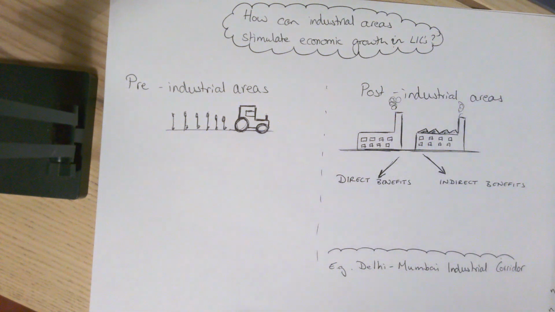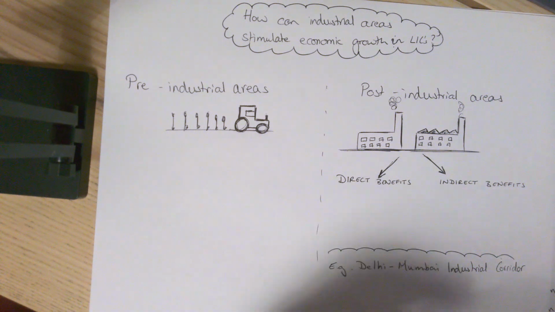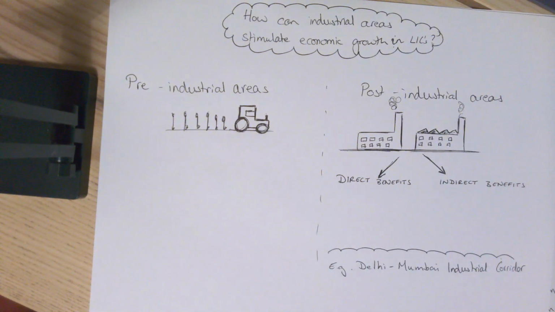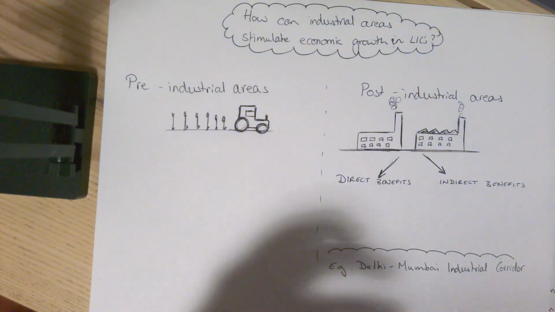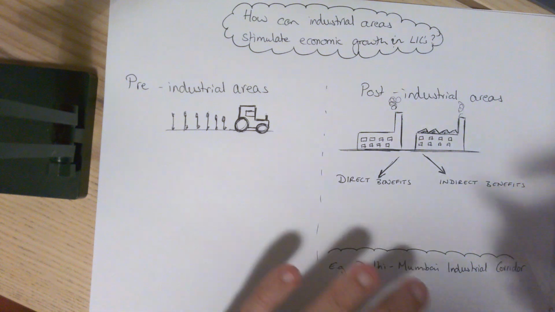So this is a bit of the spec that seems to trip up students on quite a regular basis. So I think it's really important that we go through this step by step. One of the bits of the spec asks about this understanding of how industrial areas can stimulate economic growth in low-income countries. So first off, we need to understand what we mean by the term industrial areas.